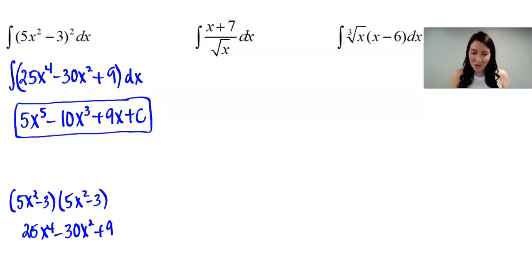Now let's look at the second one. So here we have a quotient. A lot of people think there is a kind of a reverse of the quotient rule, but there is not. So the first thing we need to do is rewrite it. For this one, I'm going to split up the fraction. So I'm going to rewrite this as x divided by square root of x plus 7 divided by square root of x. Now I'm going to rewrite those square roots of x as x to the 1/2.